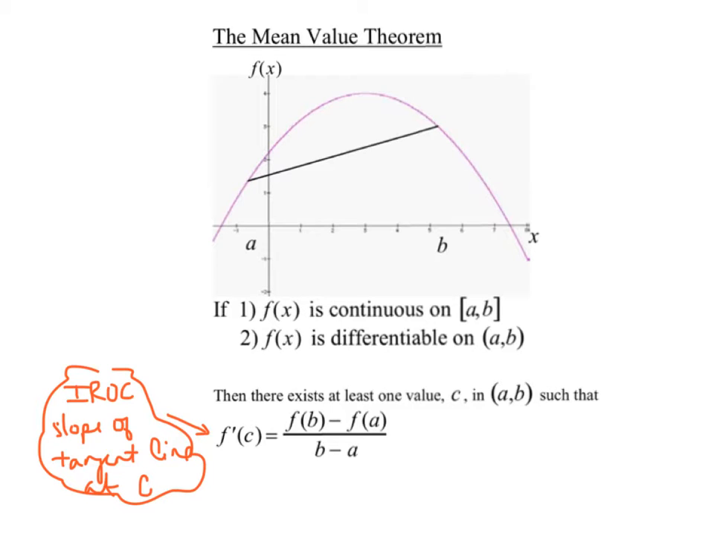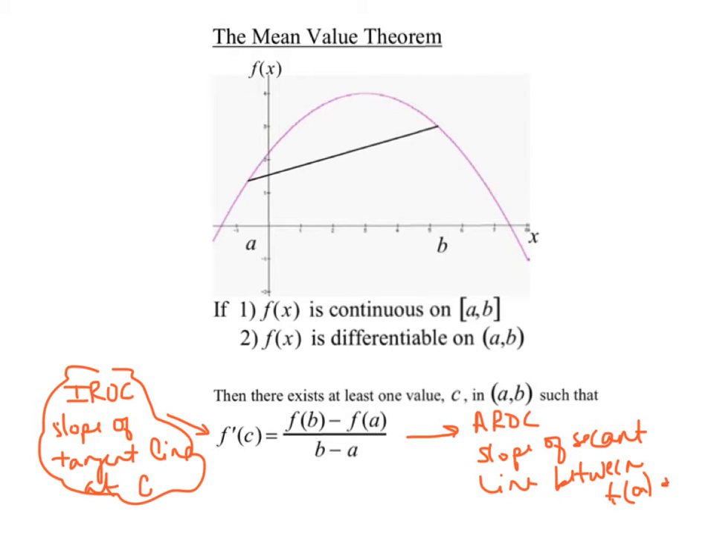What is the right-hand side of the equation? Well, the right-hand side of the equation is your average rate of change, your AROC. And what is an AROC? It's the slope of the secant line between, or connecting, f of a and f of b. Okay, so here is my secant line that they have drawn in right here.